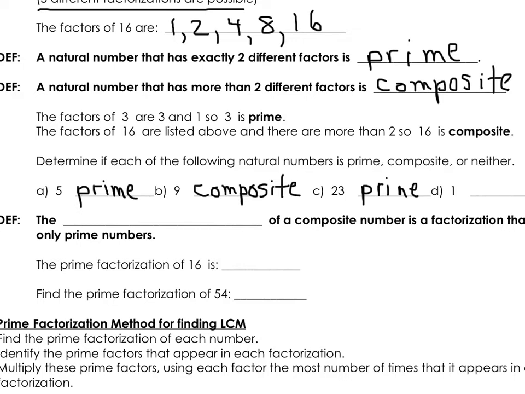Now, if it's prime, it has exactly 2 different factors. Well, in 23 and in 5, that was 1 in the number. 1 and 5 are the factors of 5. 1 and 23 are the factors of 23. But if you look at the number 1, it has a factor of 1, but nothing else. So 1 is just an odd case. 1 is neither.